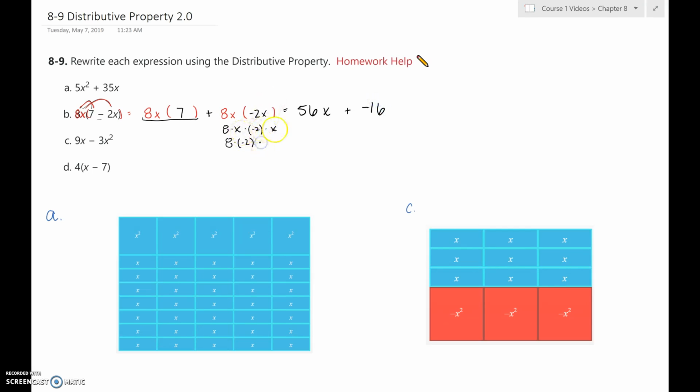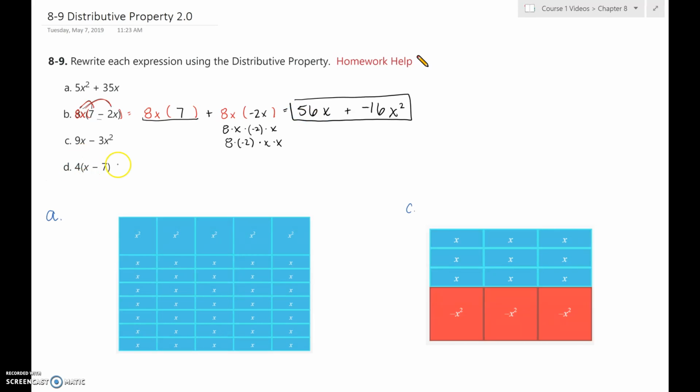And then I can also do x times x. So I'm just going to change the order using the commutative property. So I can do 8 times negative 2, which is negative 16, and x times x, which is x squared. So that's the first one. So 8x times 7 is 56x, and then 8x times negative 2x is negative 16x squared.